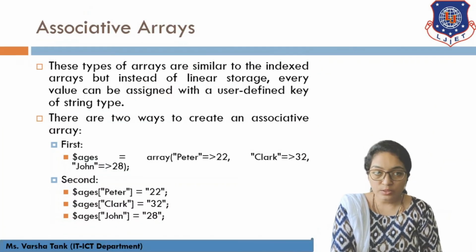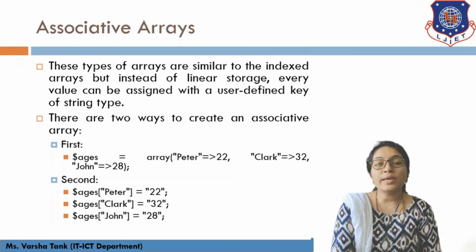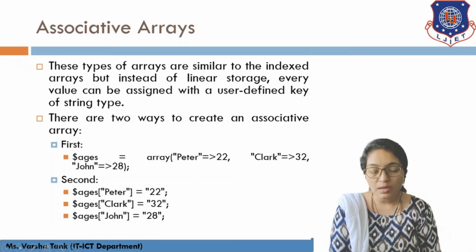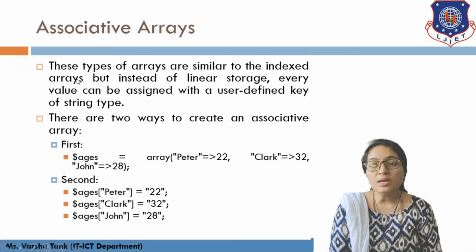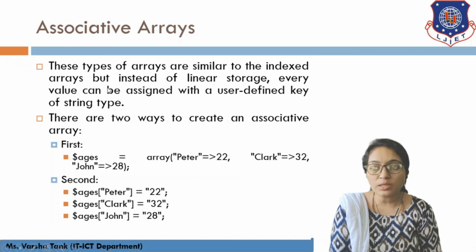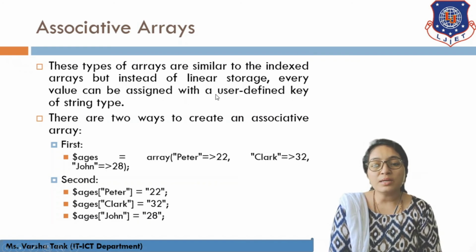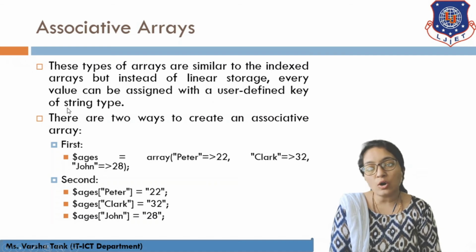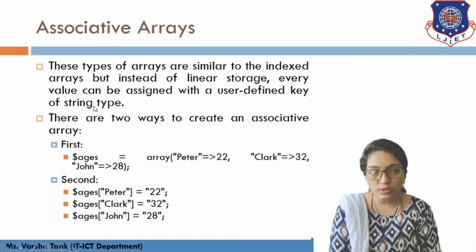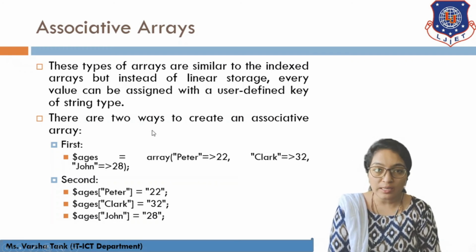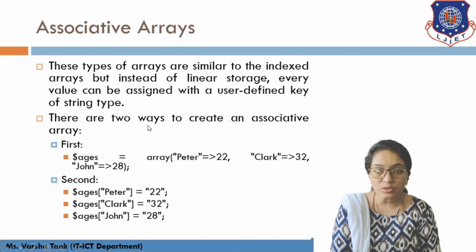Next is associative array. Okay, so in indexed array, it refers to the index for each and every element. Now for the associative array, these types of array are similar to the indexed array, but instead of linear storage, every value can be assigned with a user defined key of string type. So here we have the string type key and it is not linear. Okay, it is not linear like 0 1 2 3. It can be anything that is user defined.